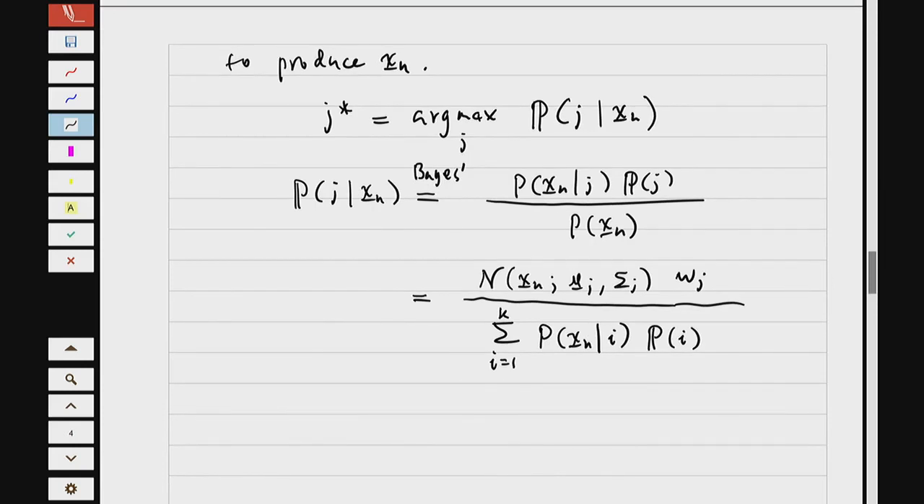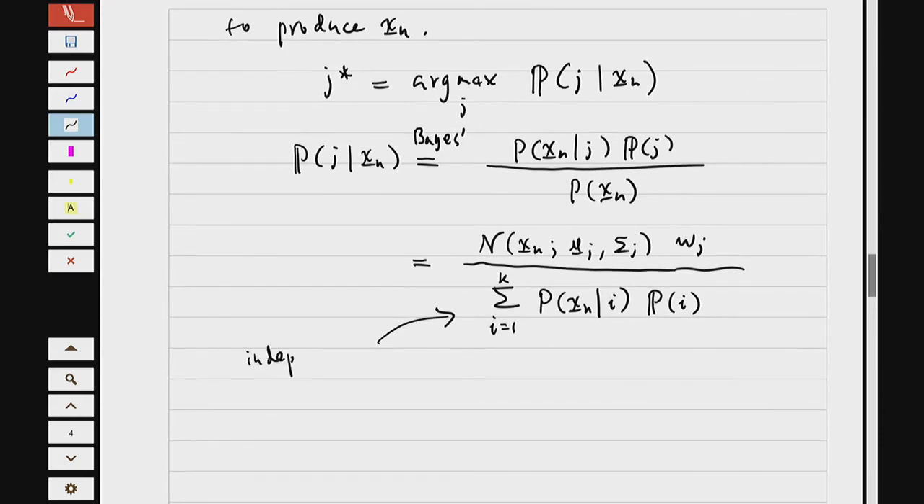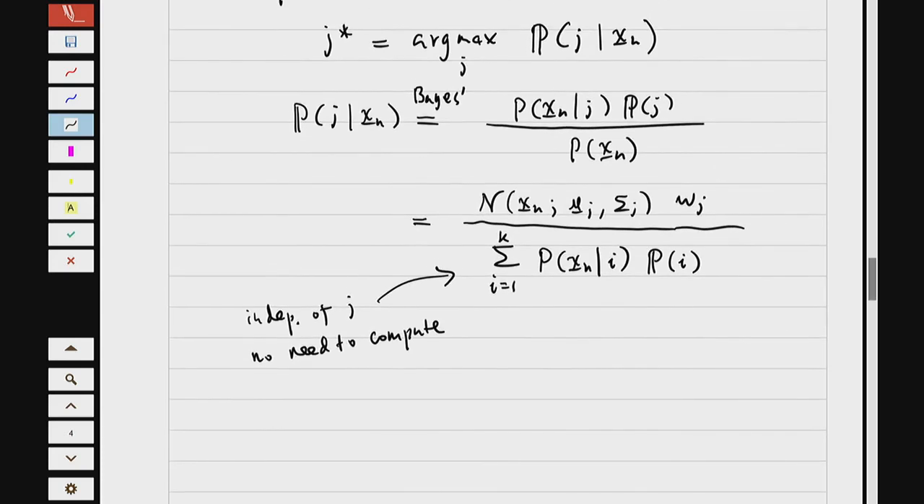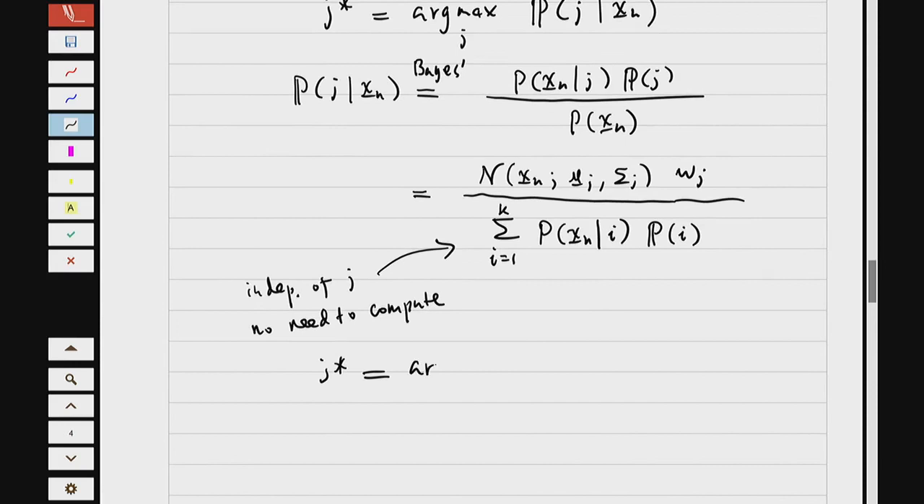But it turns out that we don't have to care about this denominator, because it does not depend on j. It's just a simple P of xn. It's independent of j. So therefore, no need to compute, even though it looks like a lot of work. To maximize this ratio, we just need to maximize the numerator. So we just do argmax over j of the numerator. Let me put the wj in front, it just looks nicer.